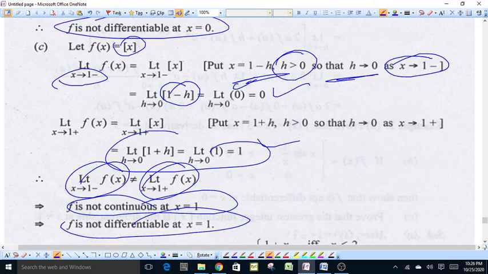So students, these are some examples in which we have studied the differentiability of functions. In the next video we will continue this topic by taking some more examples.